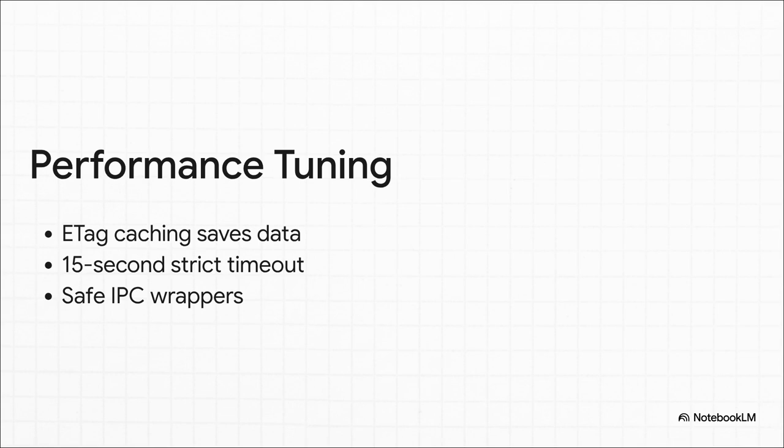They didn't stop there either. The developers also implemented ETag-based conditional caching. This saves bandwidth by returning an HTTP 304 if the catalog hasn't actually changed. Plus, there's a strict 15-second timeout, which hilariously saves you from just staring at a spinning wheel forever if your network completely drops. They've even wrapped the inter-process communication in a safe wrapper, so things won't crash if you accidentally close the panel while it's still loading.